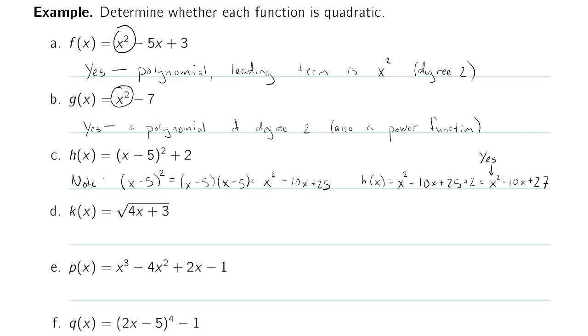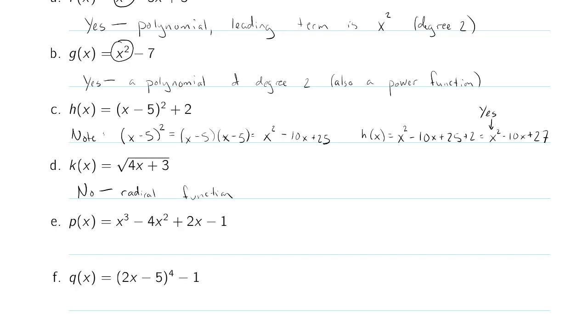Now this next example is not a quadratic. It's not a polynomial at all. This is a radical function. Here we have a polynomial function in P, but its degree is 3. And then Q, we could multiply this out and get a polynomial, but it would have degree 4. So no, again, this polynomial, which is also a power function, has degree 4.